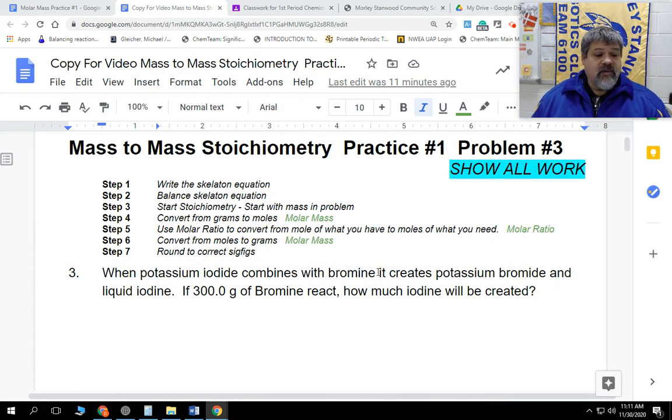Potassium iodide combines with bromine. Looking at potassium iodide, I know that potassium is in column 1A, and it is a +1, and we will double check that. Iodine is in column 7A, which makes it a -1. Since they cancel, we just go ahead and write it down, but let's double check and make sure that we have it that way.